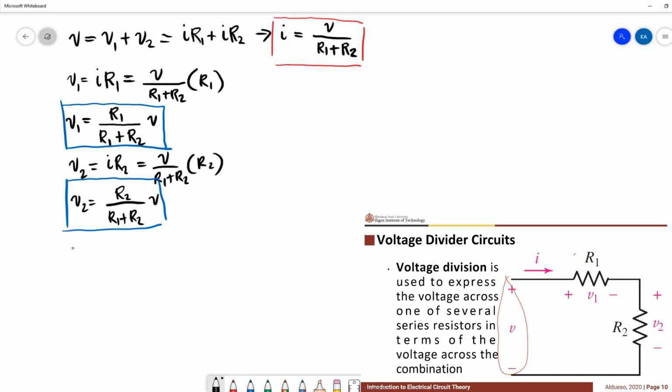So for the general equation for a voltage divider, we have VK equivalent to RK over R1 plus R2 plus ... Rn times V. So this is the general equation.